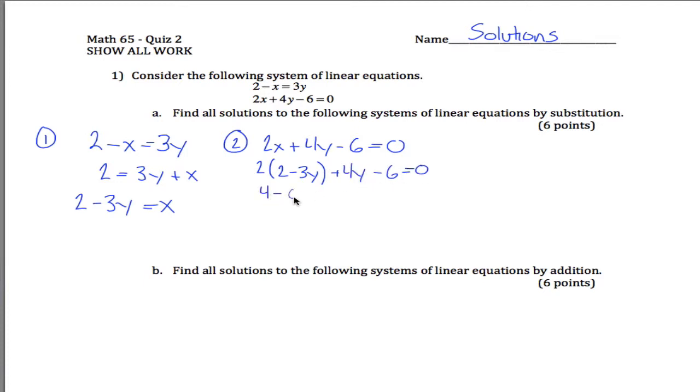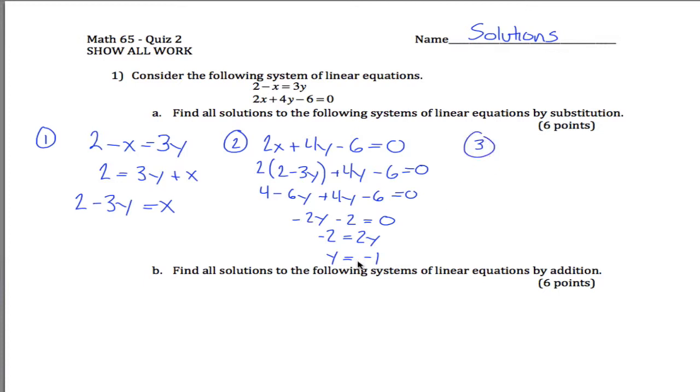And now what I have is a linear equation, but it only has one variable. I only have y's here, so I can solve this. Distribute this 2 through, you get 4 minus 6y plus 4y minus 6 equals 0. Combine like terms, negative 6y and positive 4y gives you negative 2y. 4 and negative 6 gives you negative 2. So you get negative 2y minus 2 equals 0. Maybe add 2y over to the other side, and you get negative 2 equals 2y. So y is equal to negative 1 if you divide both sides by 2.